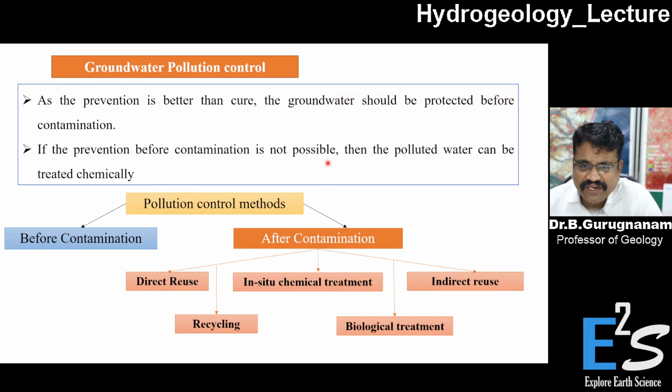If prevention before contamination is not possible, then polluted water can be chemically treated. This is after contamination. You can use it either directly or by the method of recycling, or you can do in situ chemical treatment, biological treatment, or indirect reuse. This is how, in developed countries, people have started reusing the water system. Even in India, we have slowly started, because in the future that is the major area: how the water has to be treated for normal uses.